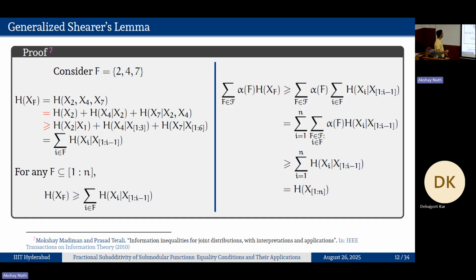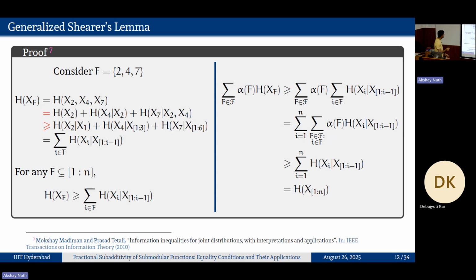If we want to prove the generalized Shearer's lemma, the proof is very reminiscent of what we had done initially. Suppose I have F, a subset which is 2, 4, 7. I'm going to look at h of xf, and I can write that using the chain rule. I first order them in ascending order of their indices with some permutation. I don't care which permutation; fix a permutation and work with that. Then I write it as h of x2 plus h of x4 given x2, and so on, by the chain rule.